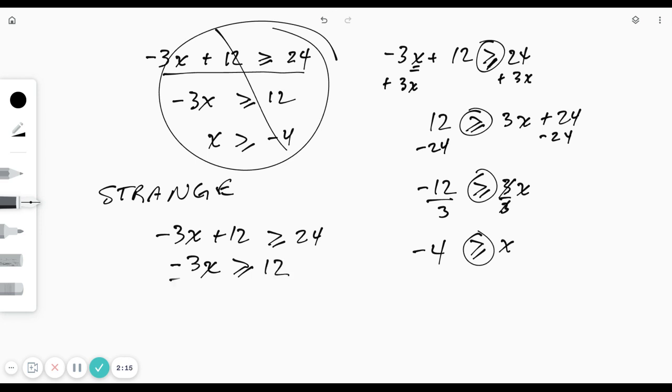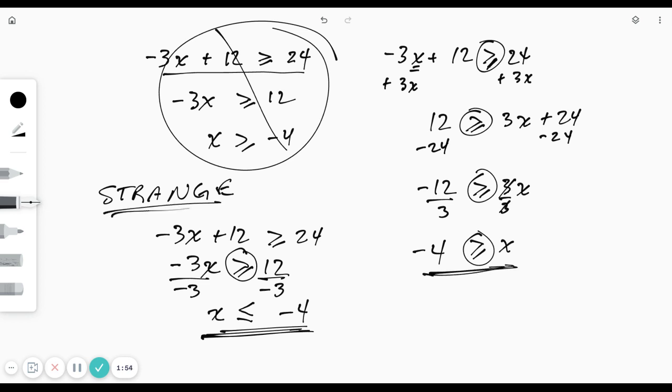Now we divide each side by negative 3. And we get x on the left side, negative 4 on the right side. But we have to reverse this sign. We have to go like this. Otherwise, it won't match our other answer.